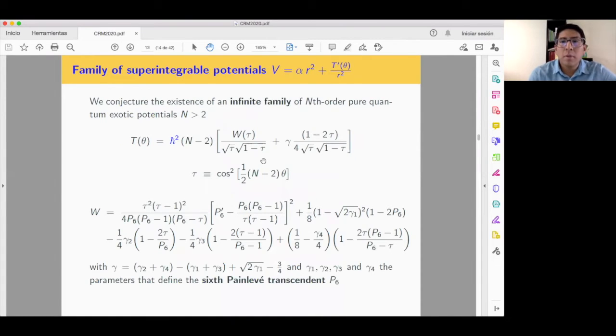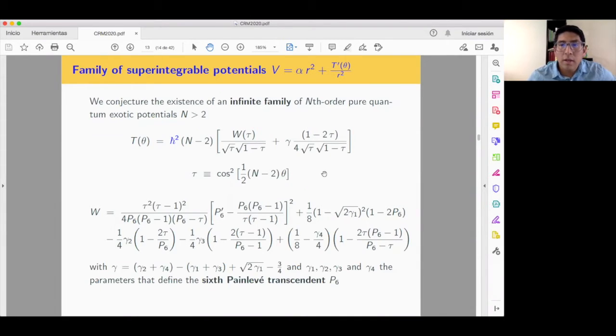The second example I would like to tell you about is this infinite family of superintegrable quantum potentials, but now they are exotic. Again, the radial part is harmonic oscillator, but the angular function, this T of theta, can be written in this form. Let me describe each element. So again, we have a prefactor of h bar squared, and then n minus 2, where n is the order of the integral. We see that if n is equal to 2, this potential disappears, as it should.